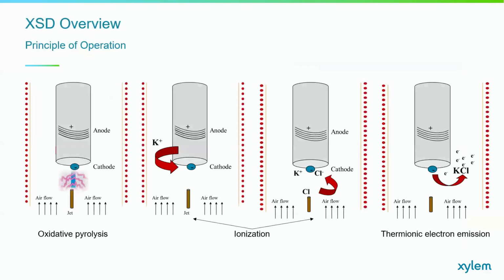Okay, so this is a little overwhelming at first, but essentially I wanted to break down what happens inside the XSD into three major steps. And those steps are oxidative pyrolysis, ionization, and thermionic electron emission. And I know, especially that last one is a bit of a word salad. So I'm going to briefly explain what those terms mean, just in case you're not familiar. And then we'll go into the steps of how those terms apply to what's happening inside the XSD.